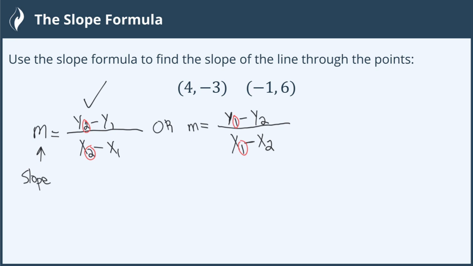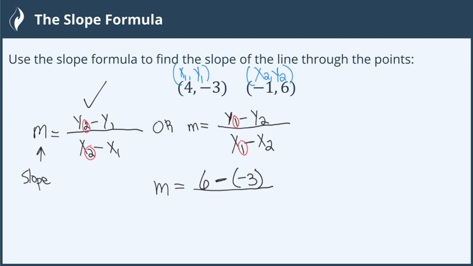So now I'm going to come over to my points, and I'm going to label them. So the first point is x1, y1. The second point is x2, y2. So now I have M equals, well, remember the formula said y2 minus y1. So y2 is 6. Put the minus sign, y1. y1 is -3, so I'm going to use a parentheses to help me out. So again, y2 minus y1.